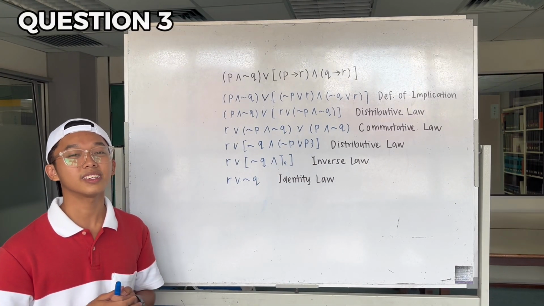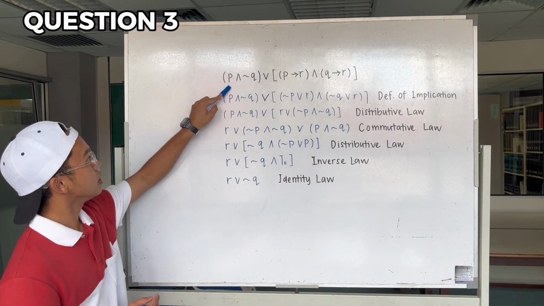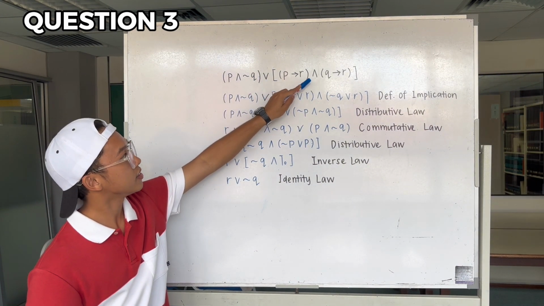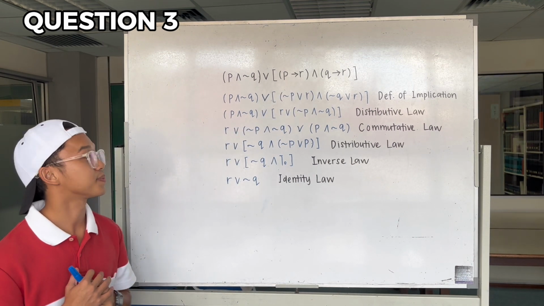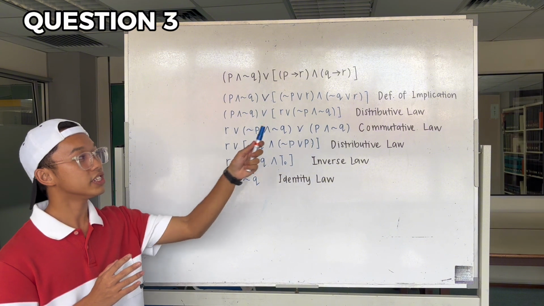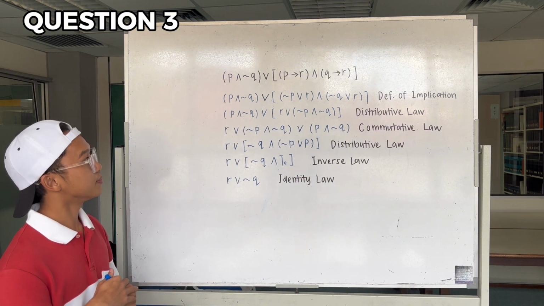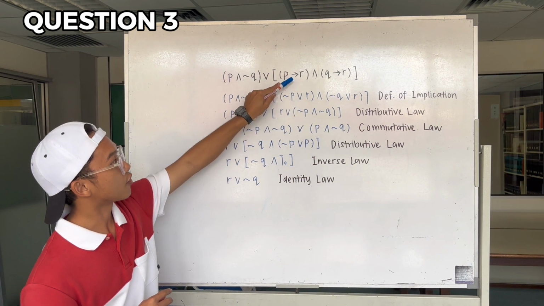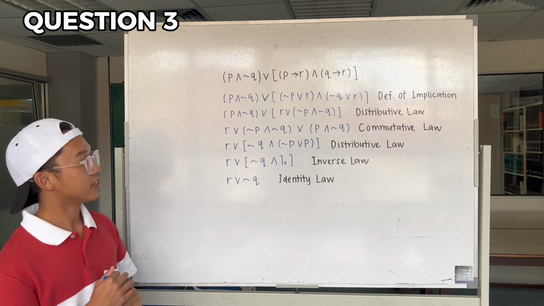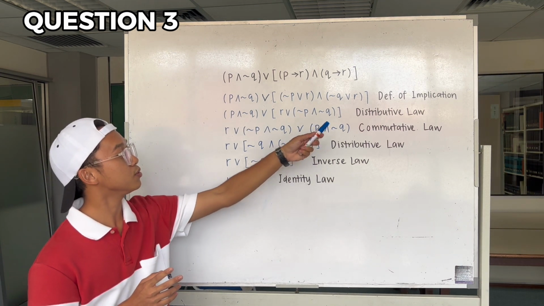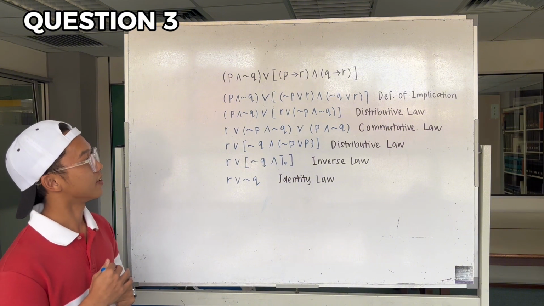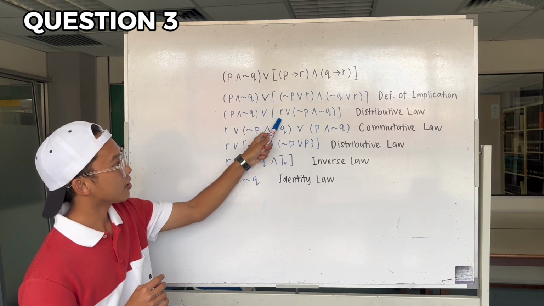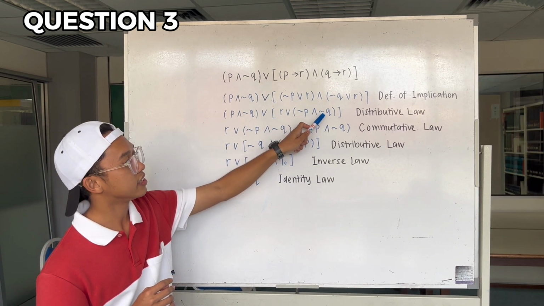Okay, we proceed to the third question. The question is P and negate Q, or open bracket P implies R and Q implies R. Okay, the first one, we use the definition of implication, which is we put the negation and the symbol or, which is from this to this. Okay, the second one, we use the distributive law. How? We simplify the whole this into this, R or negate P and negate Q.